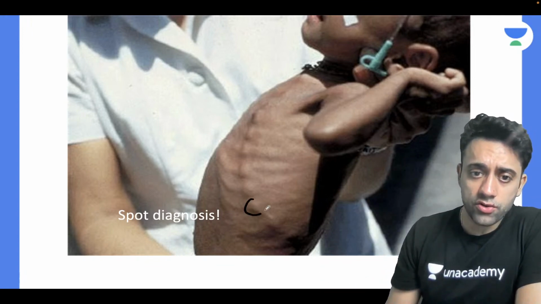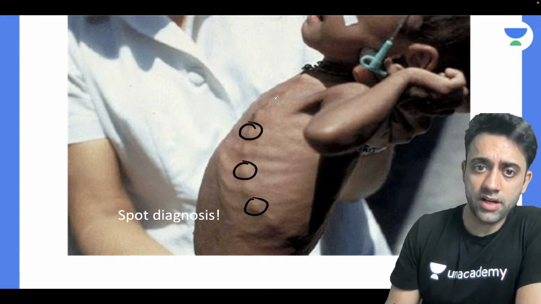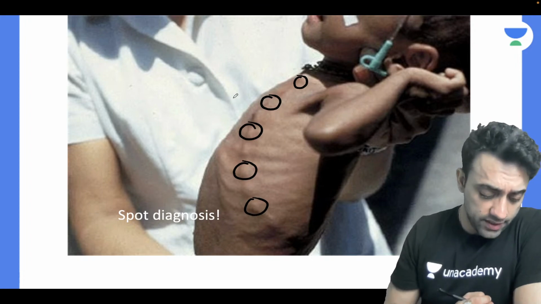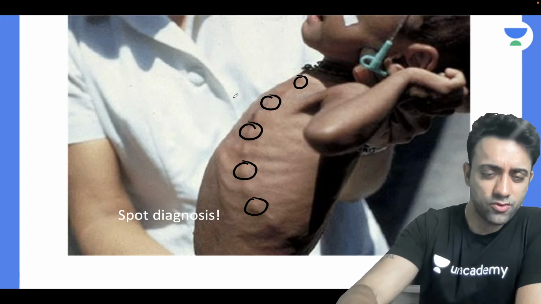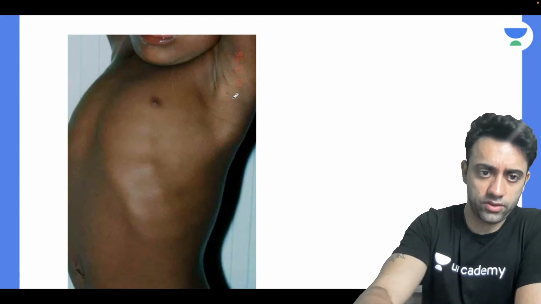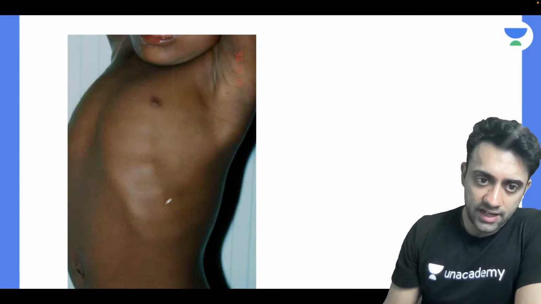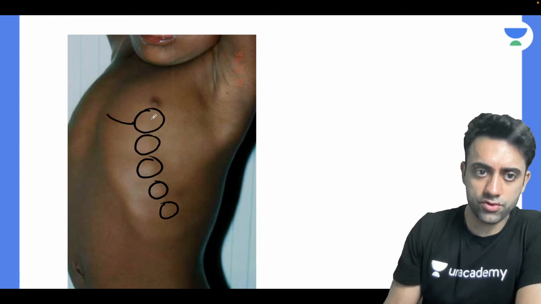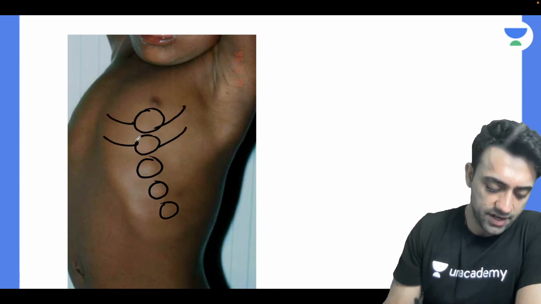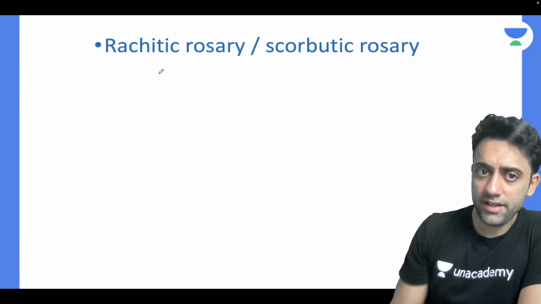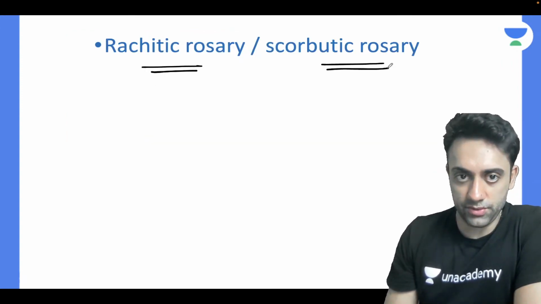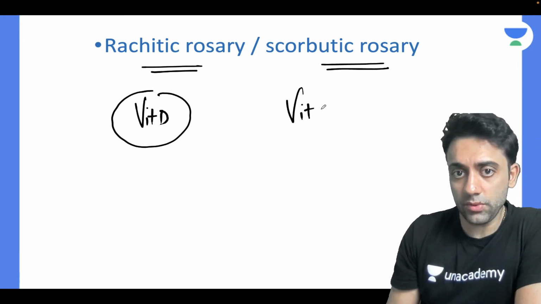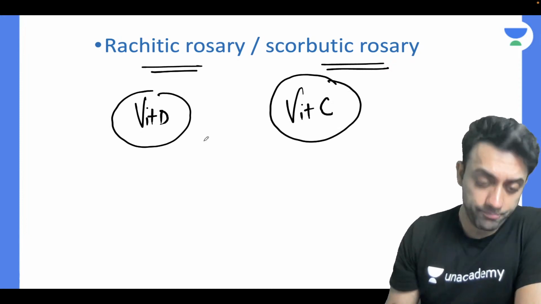Exactly. So at the costochondral junction, there is this round, round, round. What is this? Priya says scurvy. It could be two things, and this is also a very beautiful picture. At the costochondral junction we have this beaded appearance, right? Costochondral beading is nothing but either rachitic rosary or scorbutic rosary. Rachitic rosary is because of vitamin D deficiency, whereas scorbutic rosary is because of vitamin C deficiency.